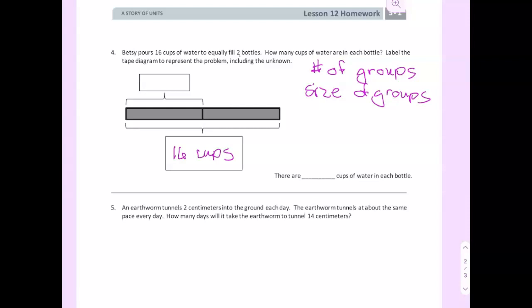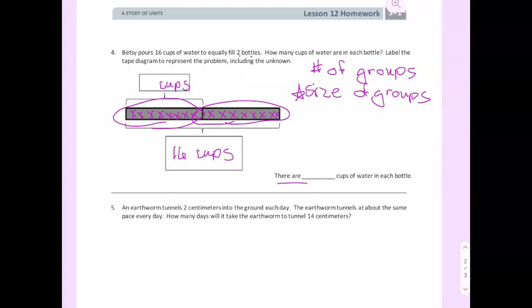We're filling 2 bottles. So here's a bottle and here's a bottle. So are we finding out the number of groups or the size of the groups? We are finding out the size of the groups because we already know we have a group here and a group here. So now we're going to divide. So what we're finding up here is the number of cups in each bottle. We're going to divide those 16 cups evenly. Here we go. 1, 2, 3, 4, 5, 6, 7, 8, 9, 10, 11, 12, 13, 14, 15, 16. I squeezed it in there.